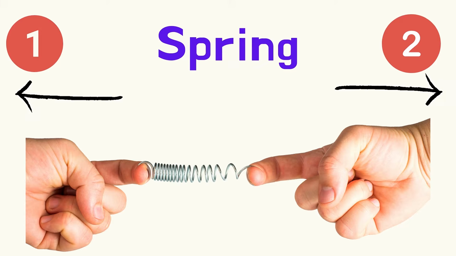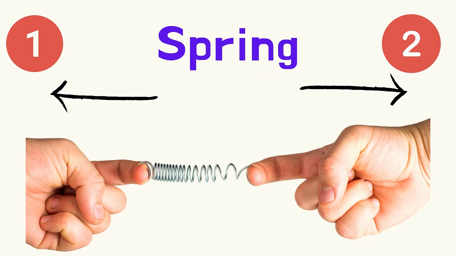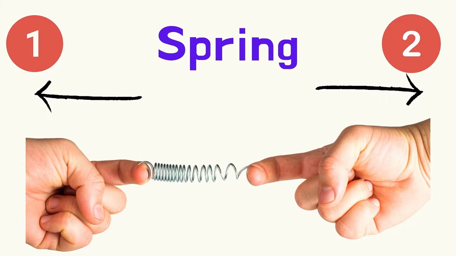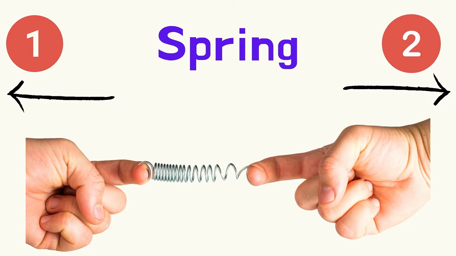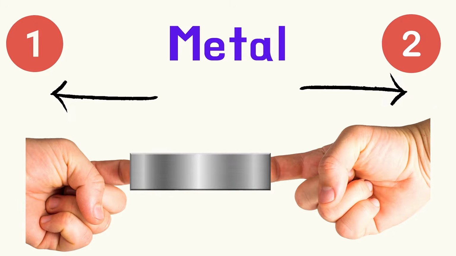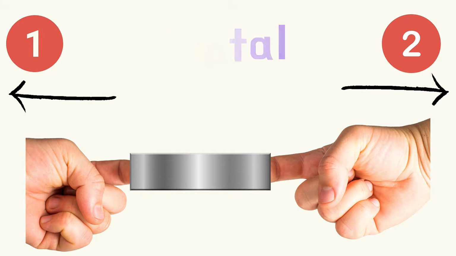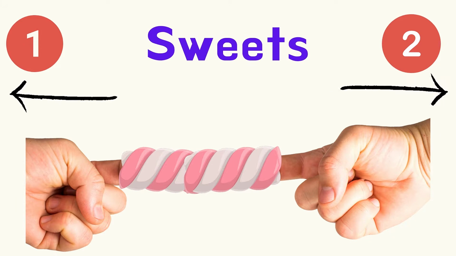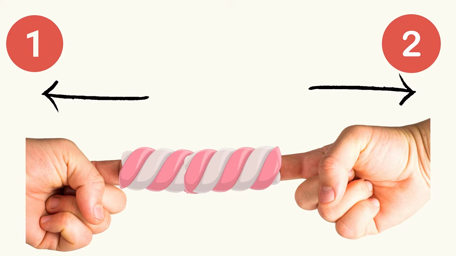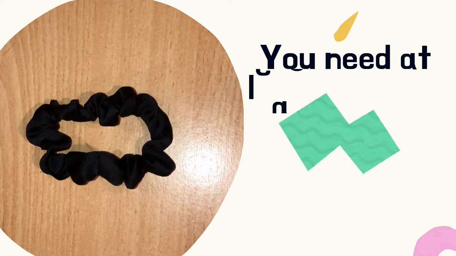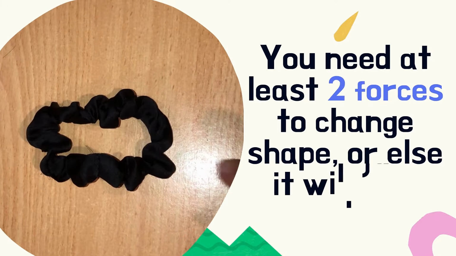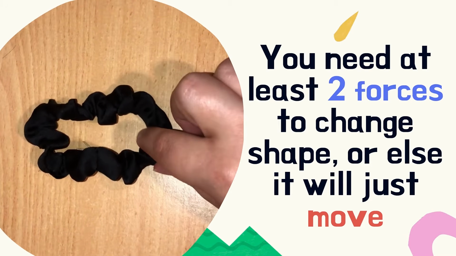To change the shape of objects, you need to apply two forces to either bend, twist, squash, or pull. The easiest way to see this is when we use a spring. But this also happens to other objects, like a piece of metal or your favorite sweets. Don't forget, you have to use at least two forces, or else the object will just move.